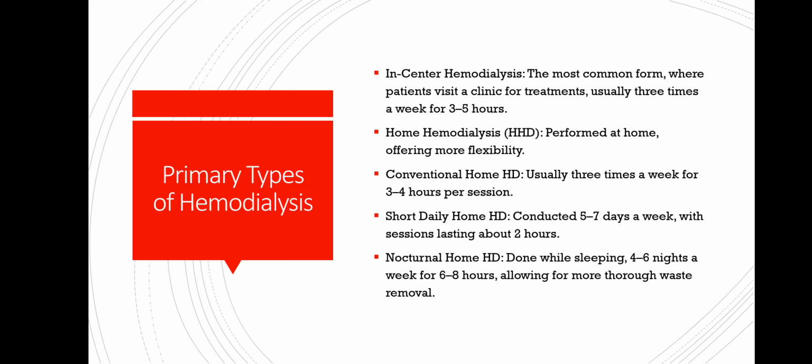Conventional hemodialysis is usually 3 times a week for 3 to 4 hours per session. Then short daily hemodialysis, it's conducted 5 to 7 days a week with sessions lasting about 2 hours. Nocturnal hemodialysis is done while sleeping, 4 to 6 nights a week for 6 to 8 hours, allowing for more thorough waste removal.